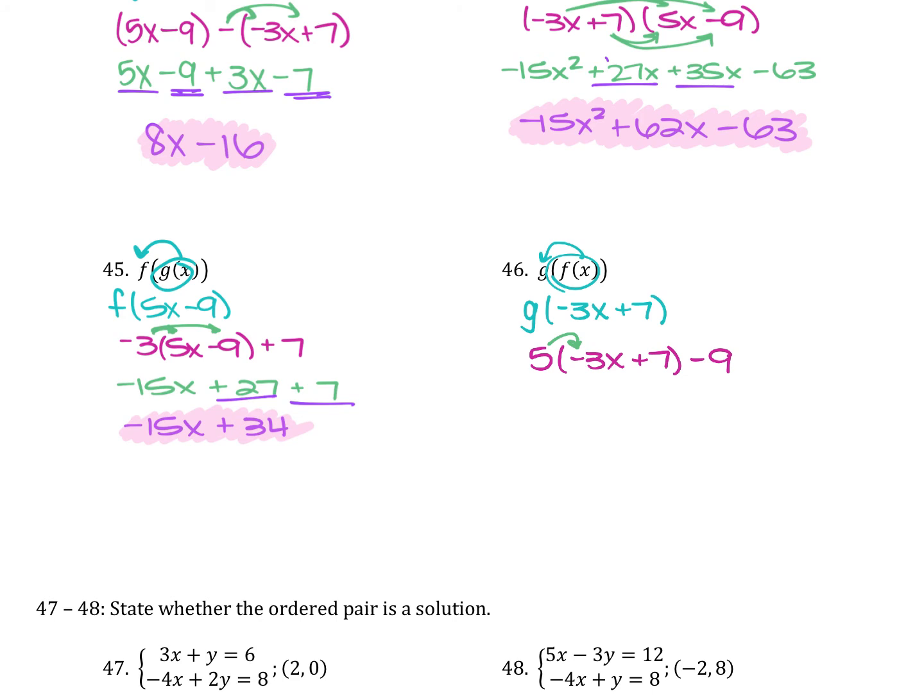Distribute your 5. That's going to give us negative 15x plus 35 minus 9. Your 35 and your negative 9 are like terms, so you combine them to get negative 15x plus 26.